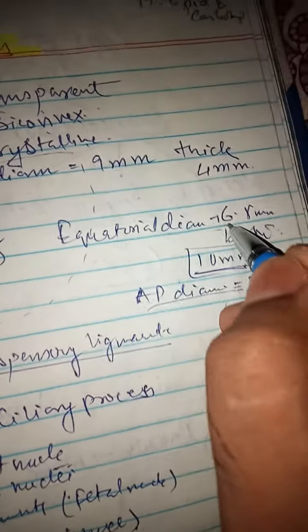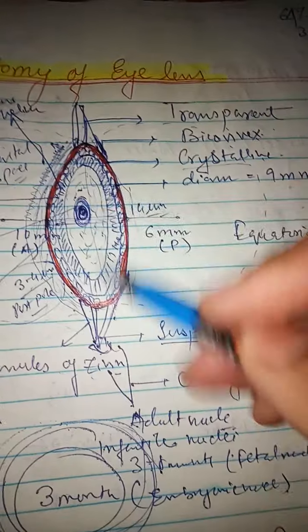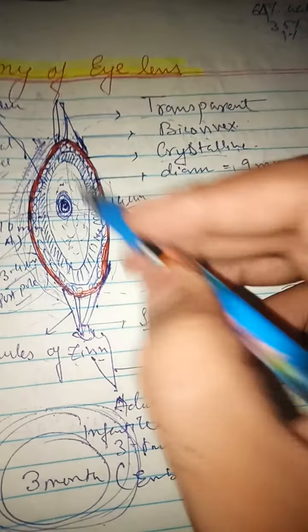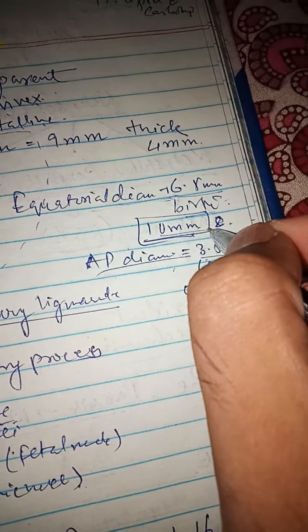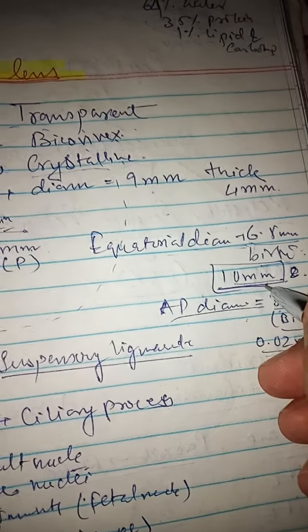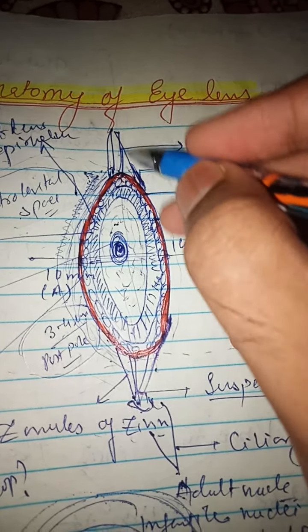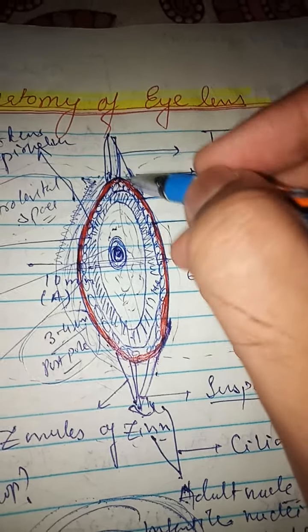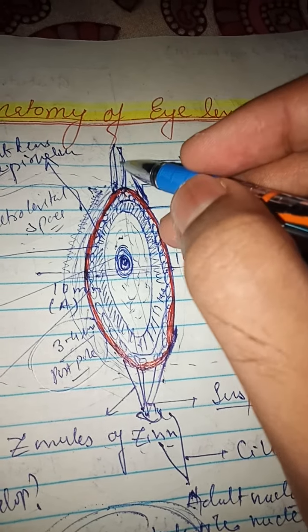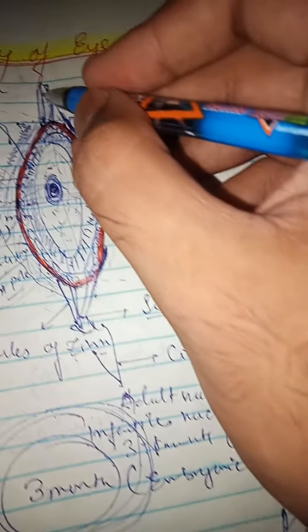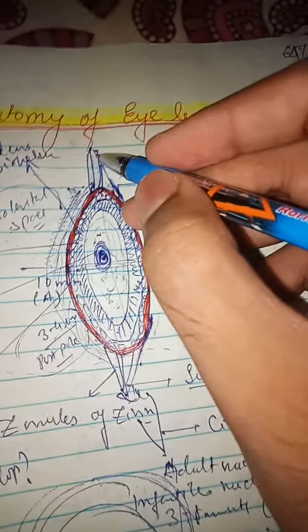Now the equatorial diameter. These are the two poles, the anterior pole and the posterior pole. This is the equator. So this is the equatorial diameter, 6.5 millimeter at birth, and it becomes 10 millimeter at puberty, and it remains constant. It is suspended by the suspensory ligament or zonules of Zinn through the ciliary process.